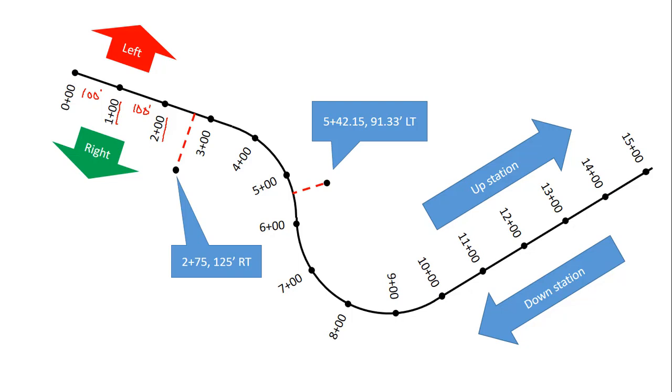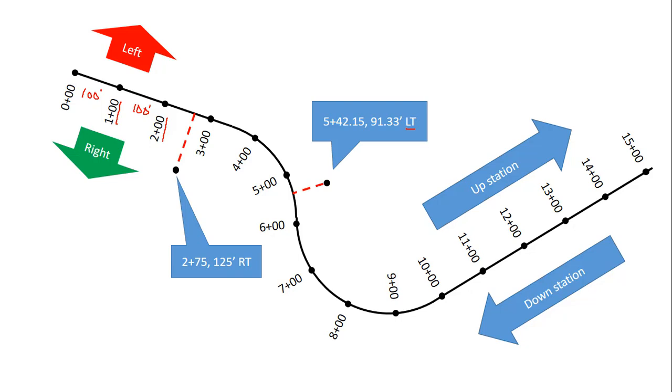As you're standing on the baseline looking up station, so as the stations are increasing, anything that is to the right of that baseline is going to have a right offset. Anything that's to the left of that baseline is going to have a left offset. So again, as you're looking up station, the stations are increasing. As you're looking down station, the stations are decreasing in numbers.